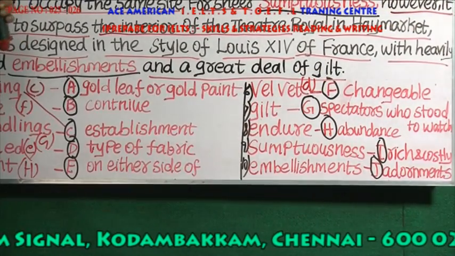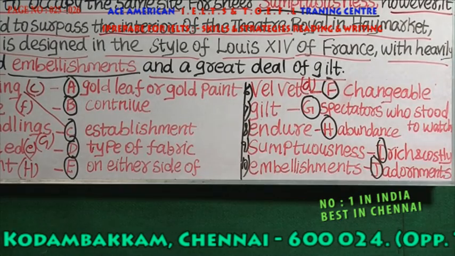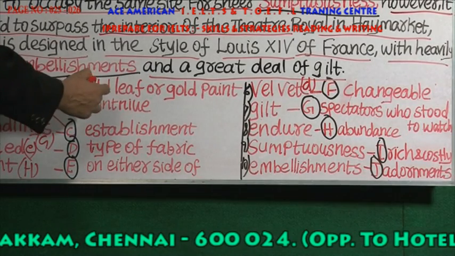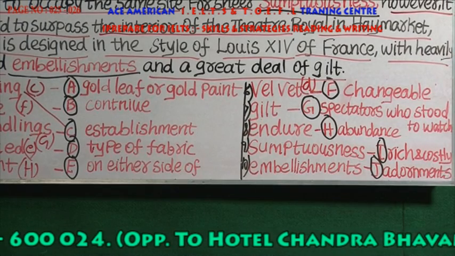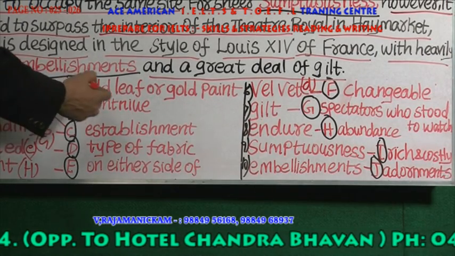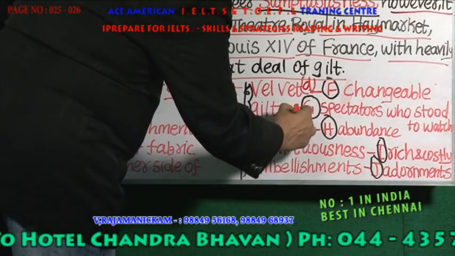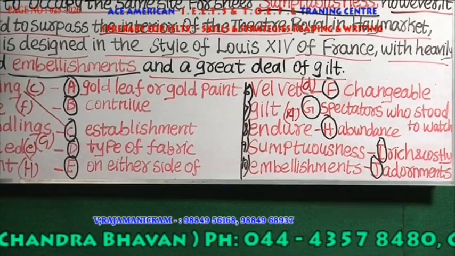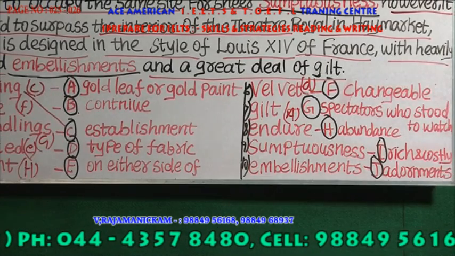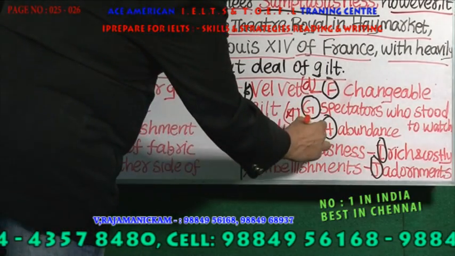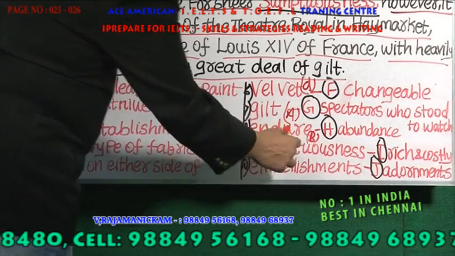Then for gilt, gold leaf or gold paint. Gold leaf or gold paint, right? Gilt ornaments they say, isn't it? So what is the correct answer here? A. Gilt, A. Okay, now endure. Endure, continue. Shall we use B? Okay, endure, it is B. Sumptuousness.